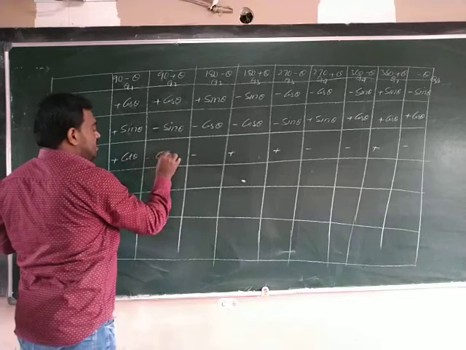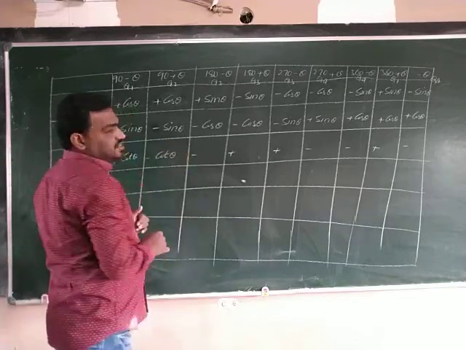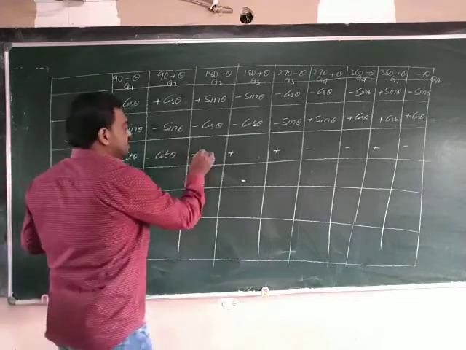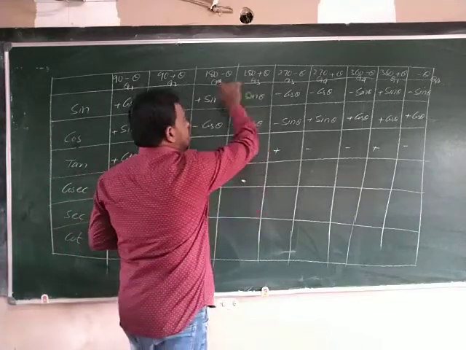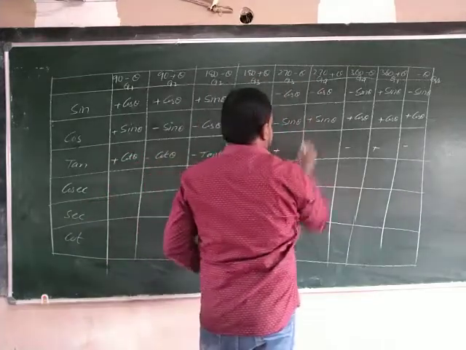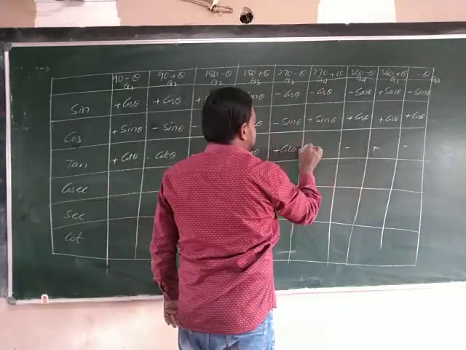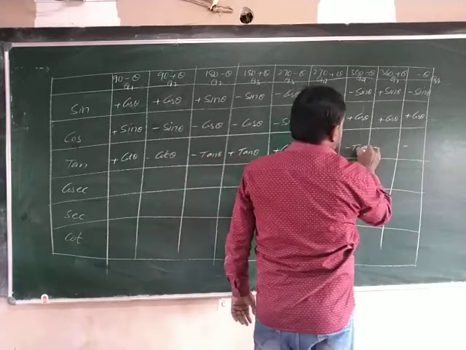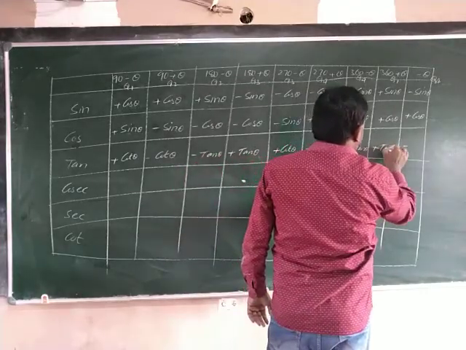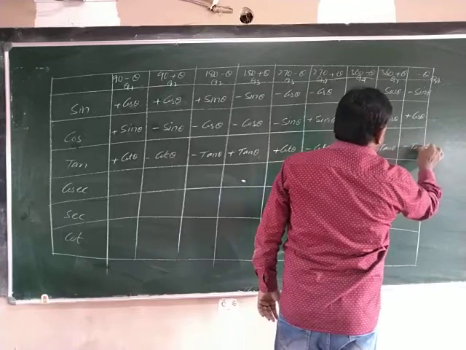Tan of 90 plus theta is cot theta. Tan 180 minus theta does not change, so tan theta, so minus tan theta. Here this is tan theta. 270 is changing, tan changing as cot, so cot. For 360 it does not change, so tan theta. Next, this is also tan theta.